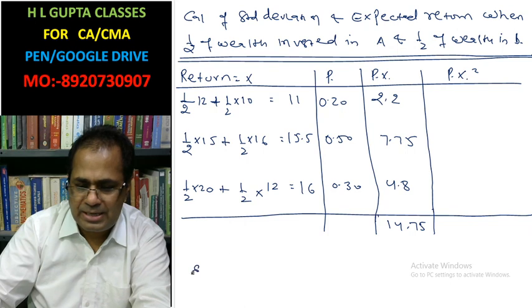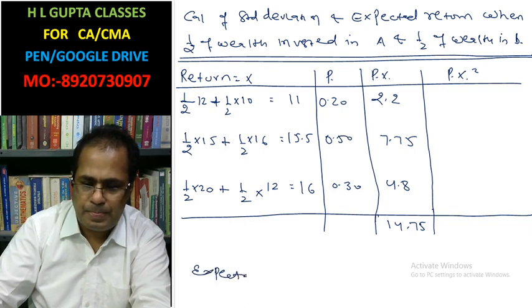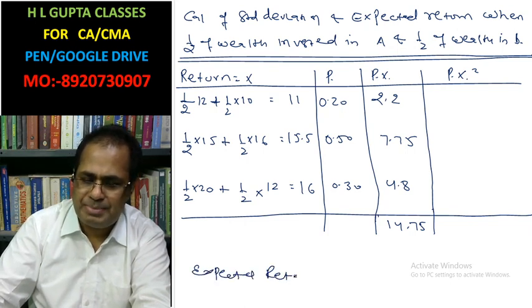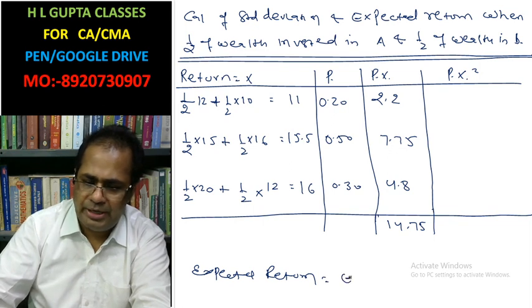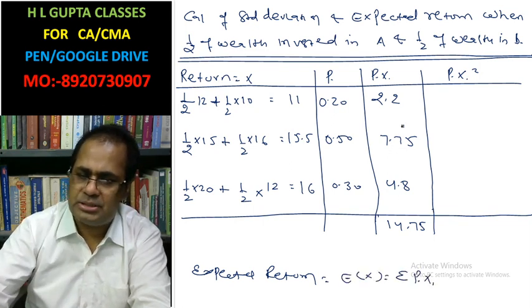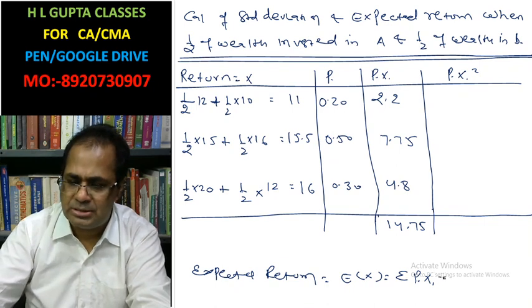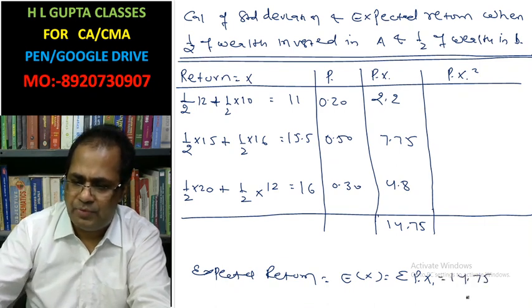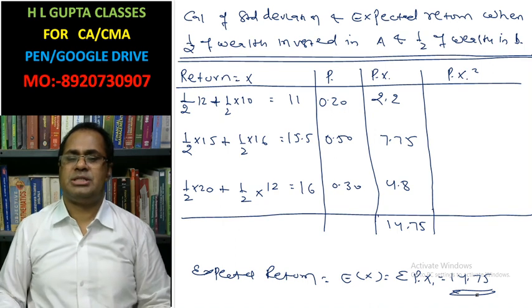Now expected return equals E(X) equals summation PiXi. The summation is 14.75.